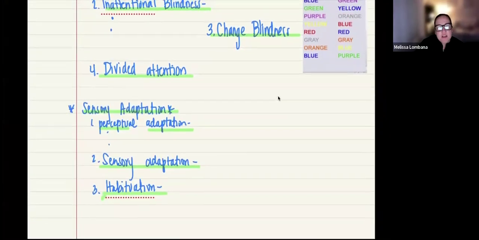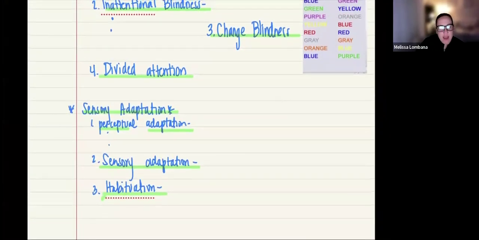And the last little section is going to be sensory adaptation, and this is basically how our senses adapt. The first thing you need to know is perceptual adaptation, which is the ability of our body and brain to adapt to our environment and filter out distractions. A lot of times our brains look for patterns so that we don't have to process every little thing.